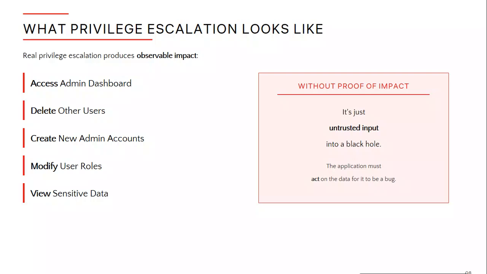That's without proof of impact. If you don't have all this, then you're just saying it without any proof of impact. It's just untrusted input into a black hole. The application must act on the data for it to be a bug. So if the application is not acting on the JSON file or payload sent to it, then it is not a valid bug.